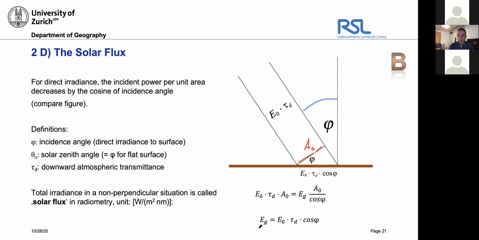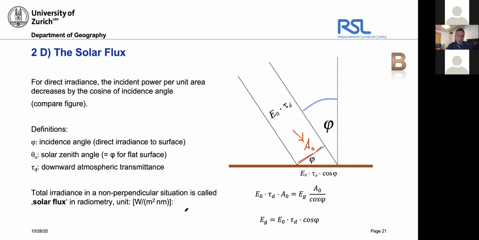We call this quantity a solar flux. It's a strange term because fluxes are usually defined differently in physics, but in this case, they just also use the solar flux quantity, which is again watts per square meter nanometer, but now it's a real surface and not a surface perpendicular to the radiation. This one was perpendicular to the irradiance.